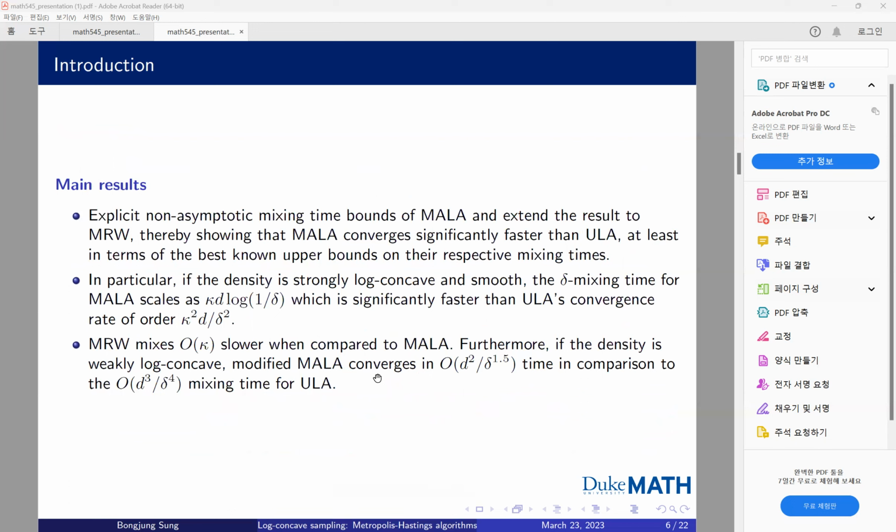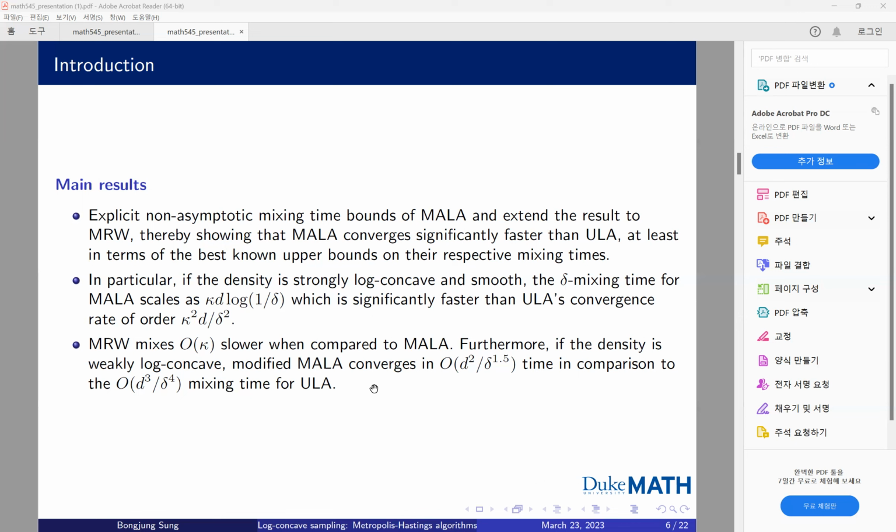To overcome this limit, this paper provides explicit non-asymptotic mixing time bounds for MALA and extends the result to MRW, thereby showing that MALA converges significantly better than ULA, at least in terms of the best known upper bounds on their respective mixing times. In particular, if the density is strongly log-concave and smooth, the delta mixing time for MALA scales as kappa d log(1/delta), which is significantly faster than ULA's convergence rate of order kappa squared d over delta squared. Also, the paper shows that MRW mixes slower than MALA by a factor of order kappa.